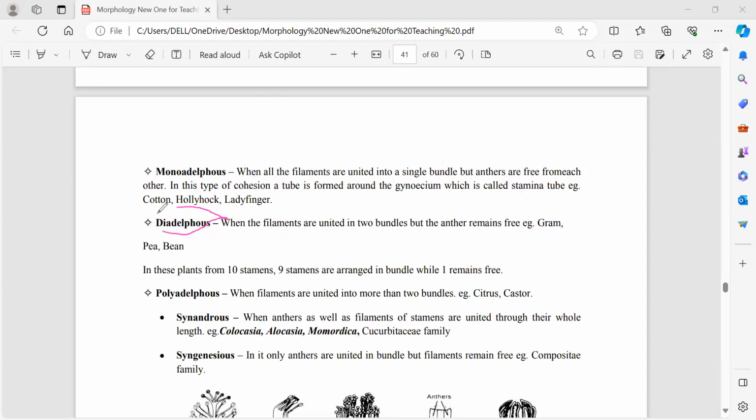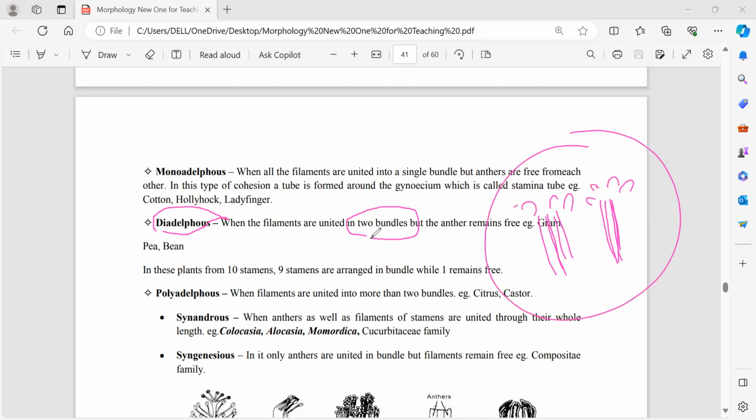Now we have diadelphous condition. When all stamens of the androecium are in two groups, in two bundles, यहाँ पे दो बंडल बन जाएंगे. यानी some stamens के filaments एक साथ होंगे and some stamens के filaments एक साथ होंगे, but anthers are free. Anthers दोनों bundles में free होंगे. This condition is called diadelphous condition. For example, we see this condition in pea, in bean, in gram.